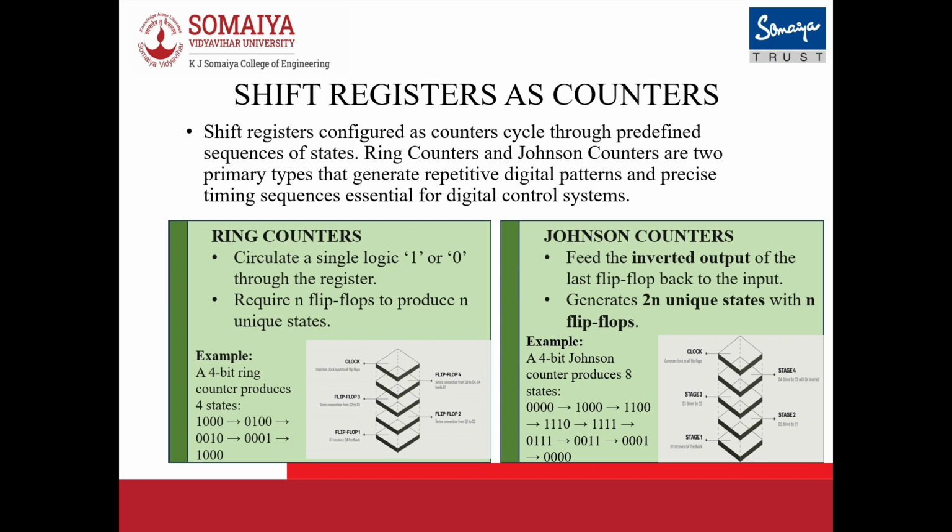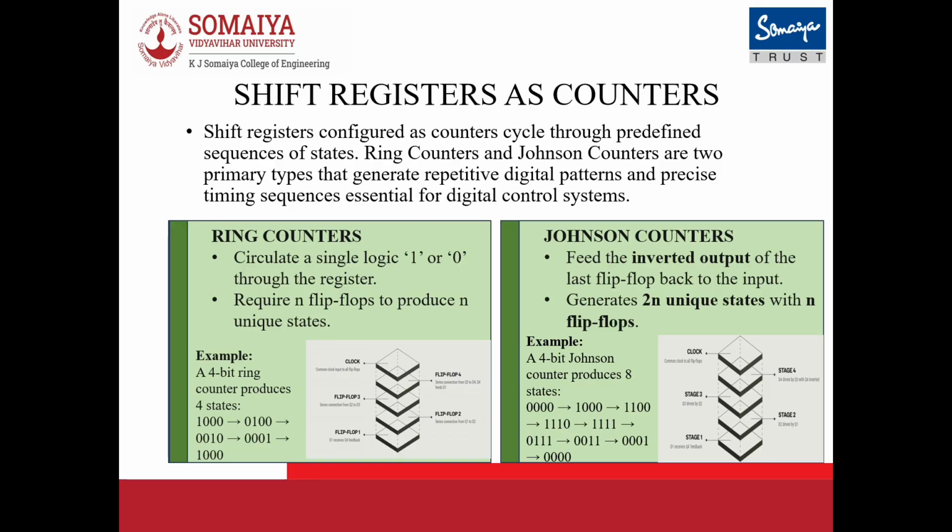0000, 1000, 1100, 1110, 1111, 0111, 0011, 0001, and then back to 0000. So, Johnson counters are more efficient because they give more states using the same number of flip-flops.